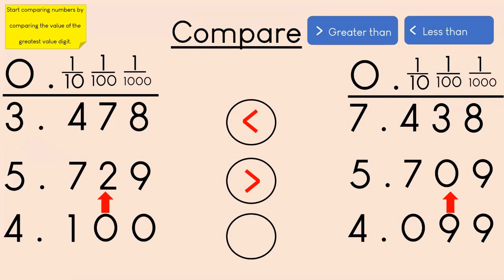2 hundredths is greater than 0 hundredths. And so 5.729 is greater than 5.709. Let's go to our last one. The difference is in the tenths column. 1/10 is greater than 0 tenths. So 4.100 is greater than 4.099.